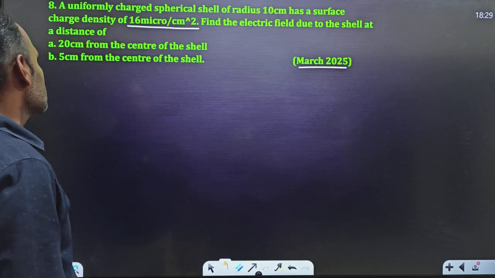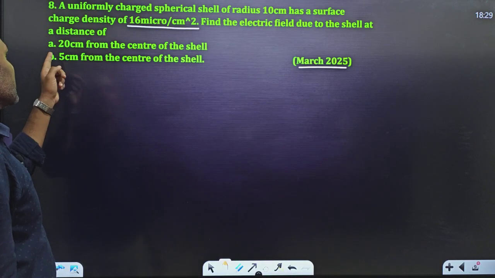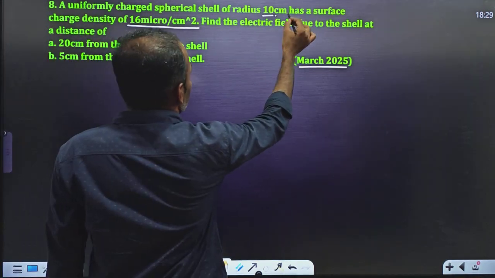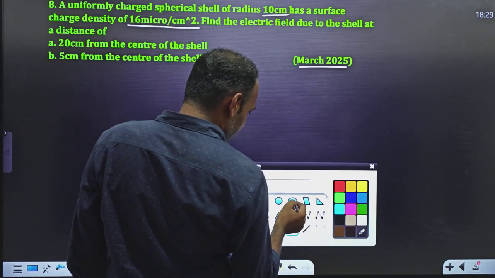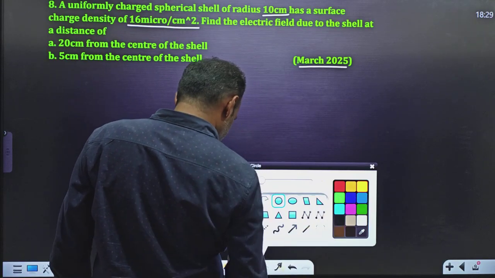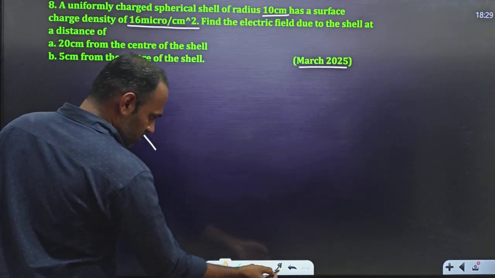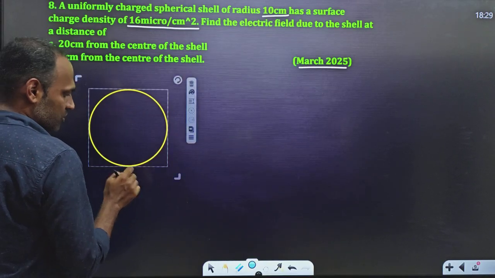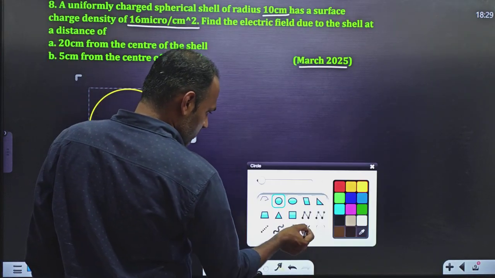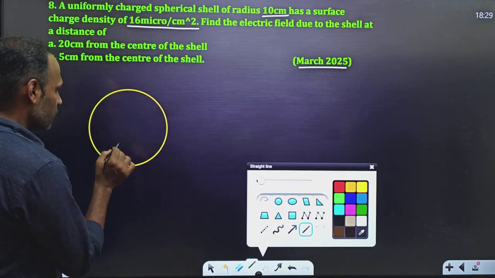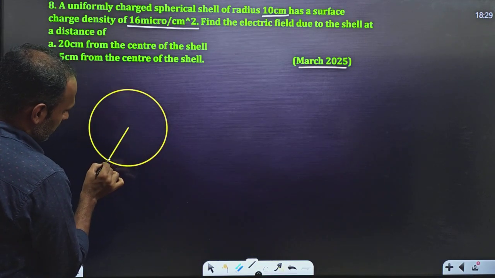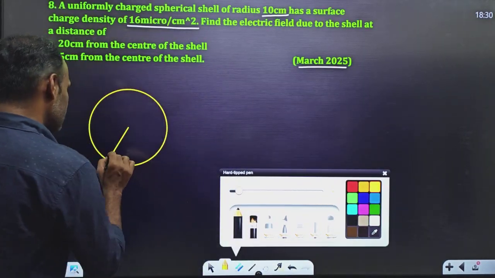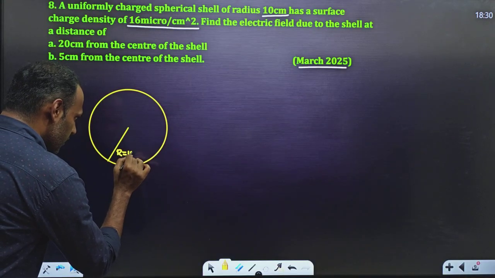Find the electric field due to the shell at a distance of 20 centimeter from the center of the shell, and 5 centimeter from the center of the shell. Radius of the shell is 10 centimeter. Okay, they have given us a shell. So this is the shell. If we take this as the center, what is the radius of the shell? Radius of the shell is 10 centimeter. R is equal to 10 centimeter.